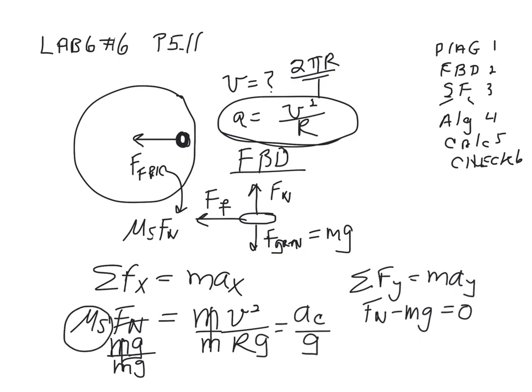And what does that mean? That means if this changes, if this is bigger, then you need a bigger coefficient of friction. And so for this coefficient of friction, if the speed increases or the radius decreases, the thing is going to slide off the turntable as it spins.